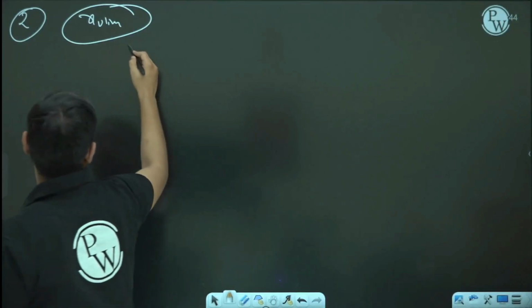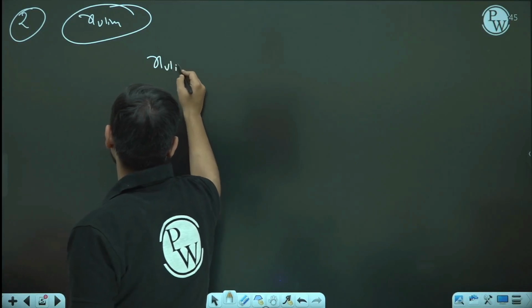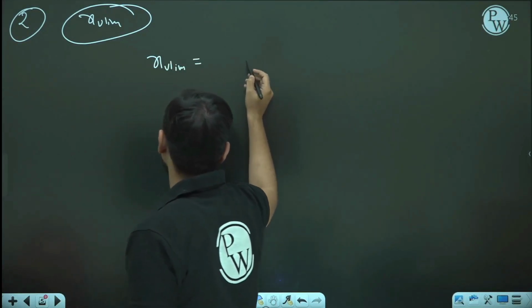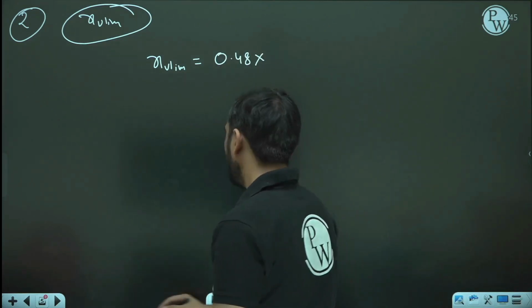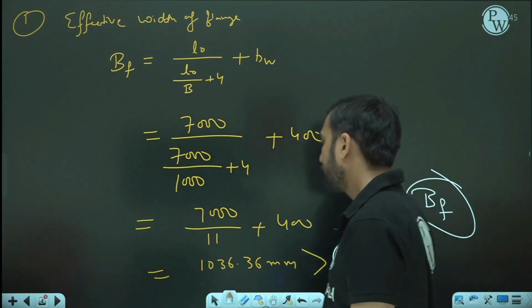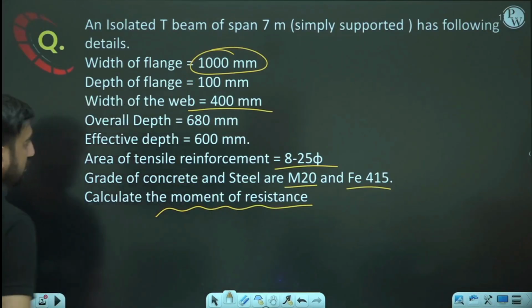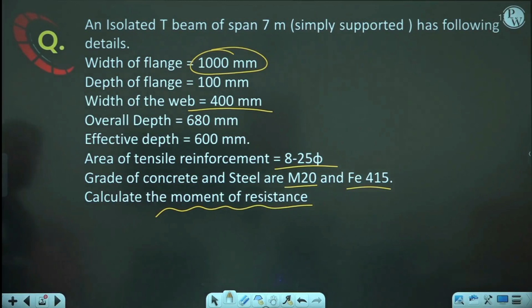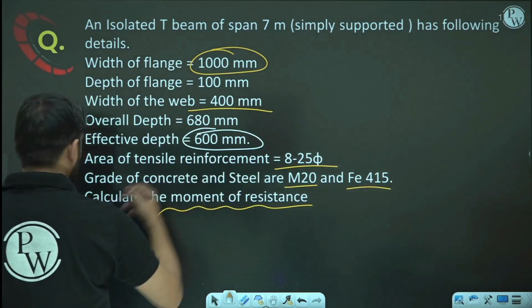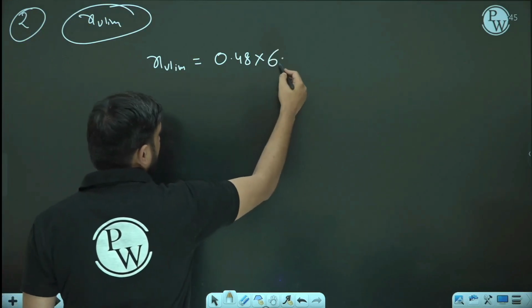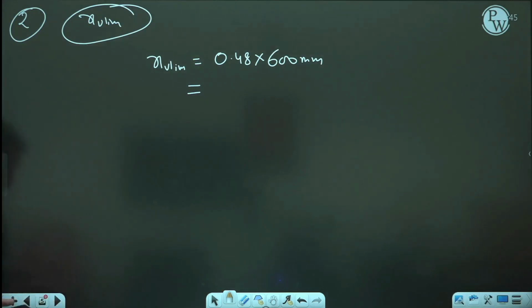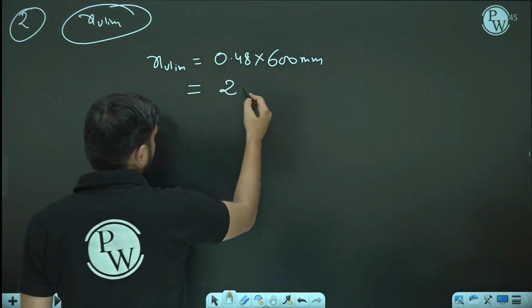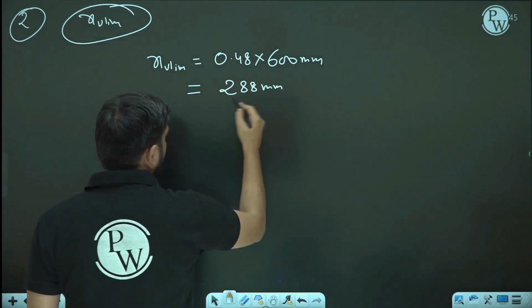XU lim, you know how to calculate. XU lim is 700 upon 1100 plus 0.87 Fy into D. So directly for Fe 415 it is 0.48 times of D, and D is given to you. How much is D? D is 600 mm. So it would be 0.48 times of 600, which is 288. It is equal to 288 mm.